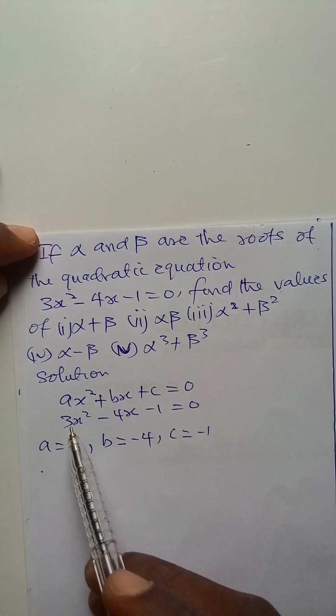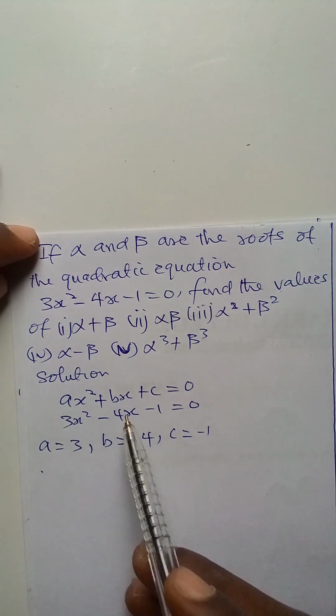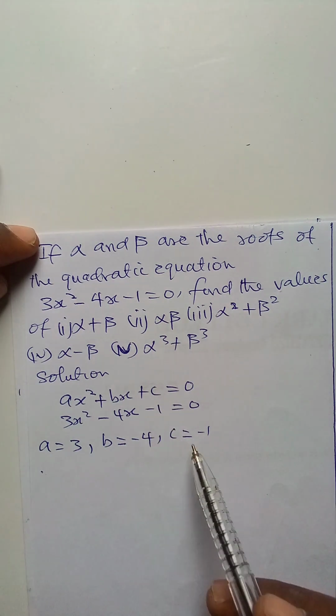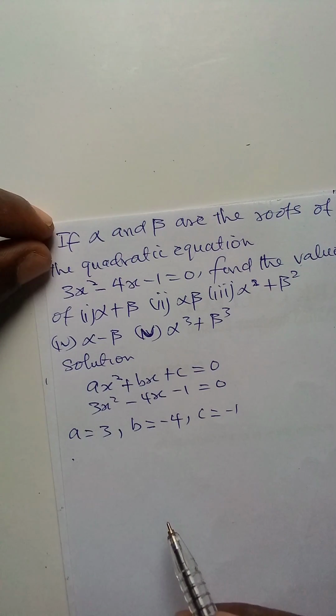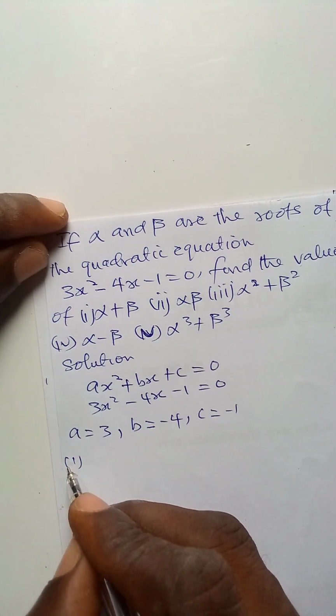Let's remember that the general quadratic equation is ax squared plus bx plus c equals 0. Now, equating coefficients, a is equal to 3, b is equal to minus 4, and c is equal to minus 1. So let's find the value of the sum of roots of this given quadratic equation, which is alpha plus beta.